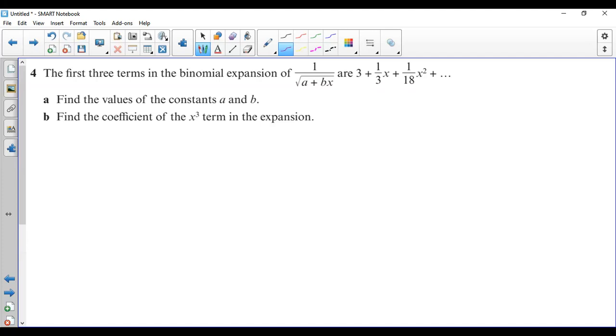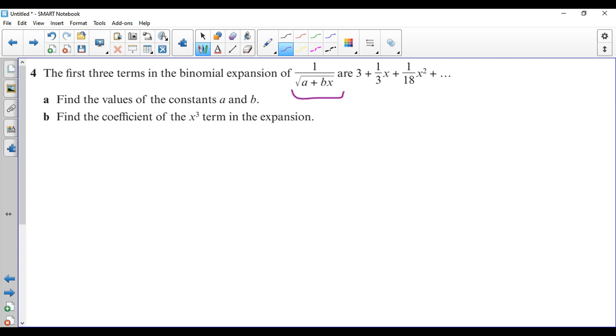Exercise 4B question 4. So we're into an algebra style question, and we've been told that the expansion of 1 over the square root of a plus bx is 3 plus a third x plus an 18th x squared. So find the values of a and b. Well, the first thing to do is, there's a binomial expansion, let's do it.